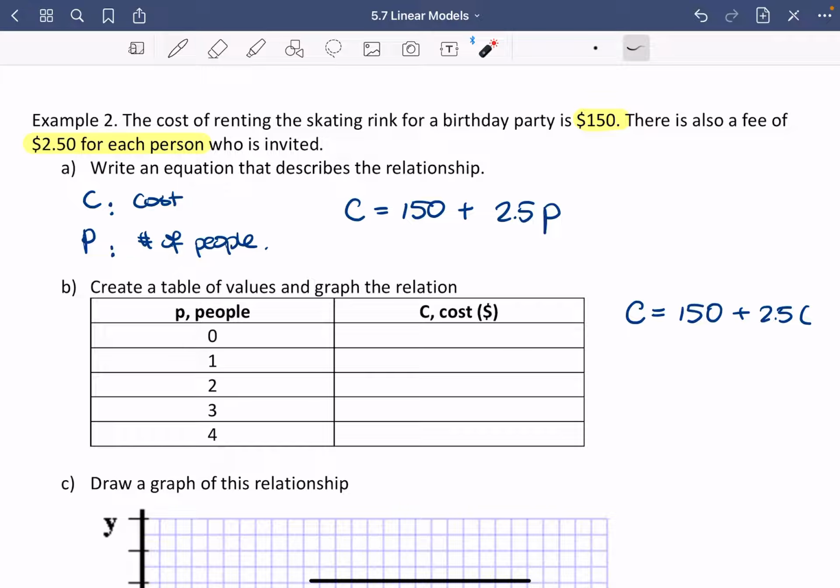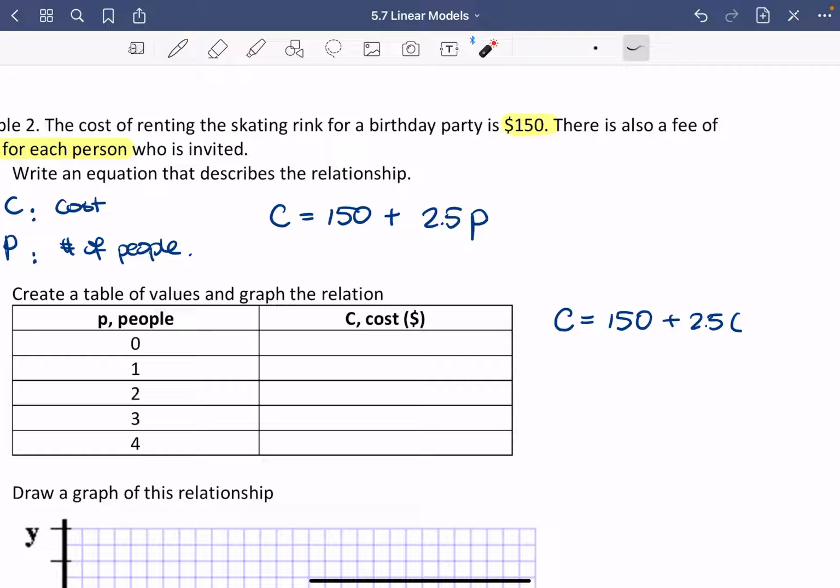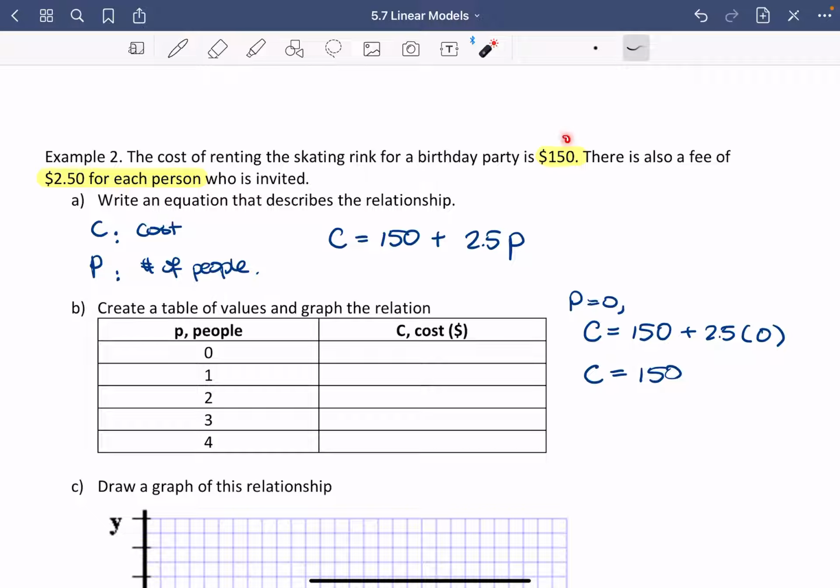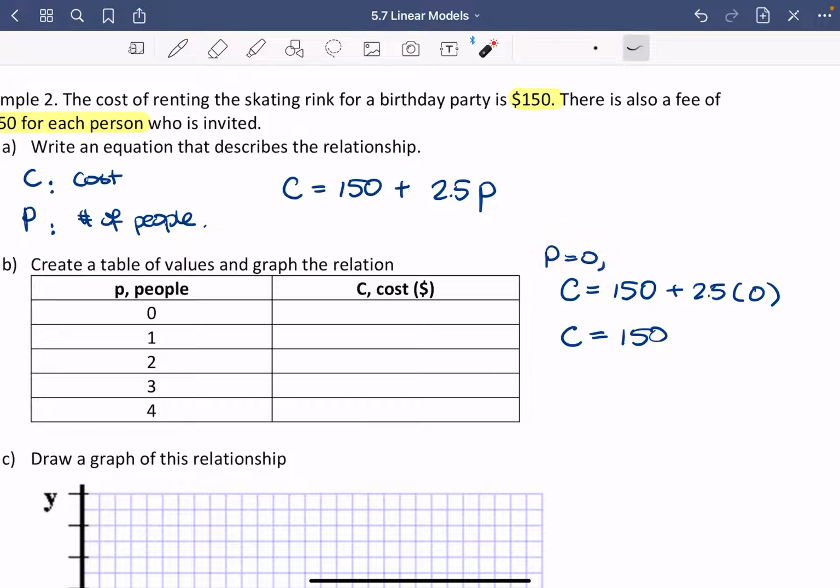Now we're calculating for the first row here. This is when P is equal to 0. So let P equal 0. Then C is equal to 150. Well, that makes sense because when no one is invited, you're only paying for renting the rink. You're not paying any extra fees for people because you've not invited anyone. So when people is 0, the cost is 150.